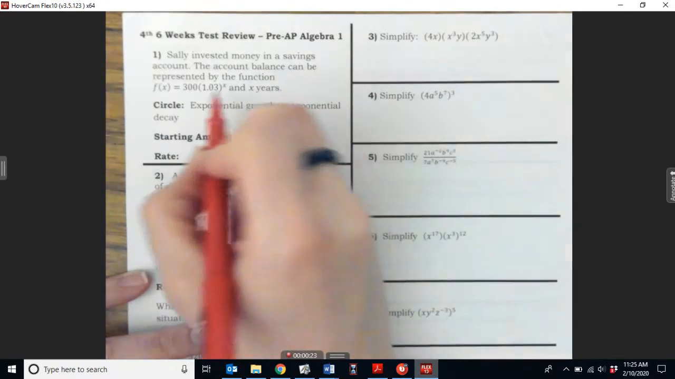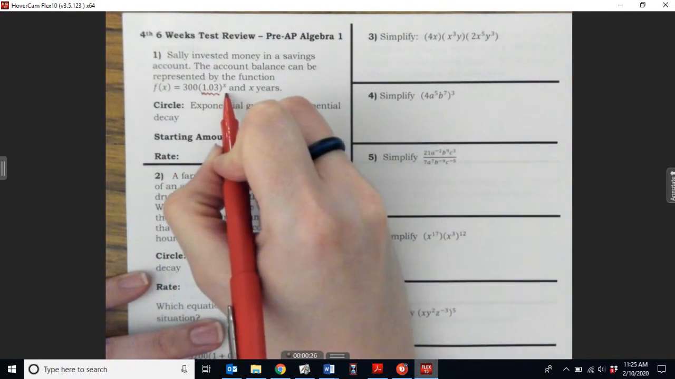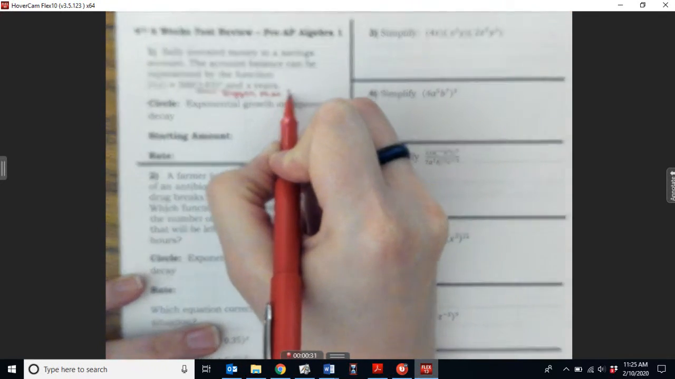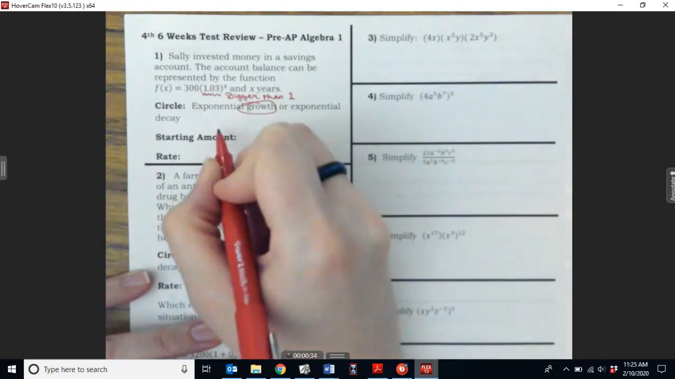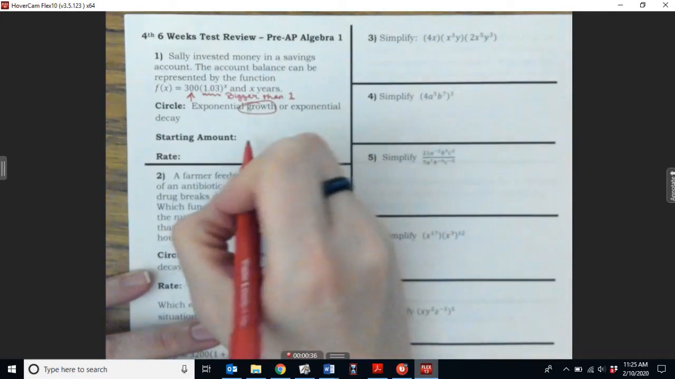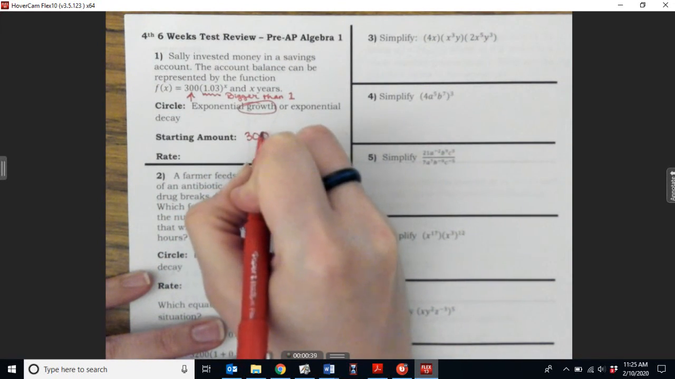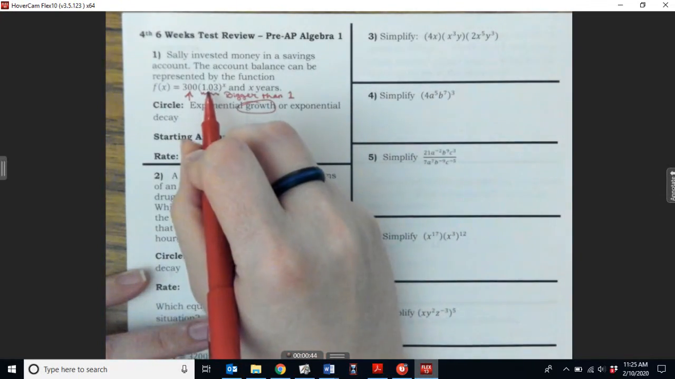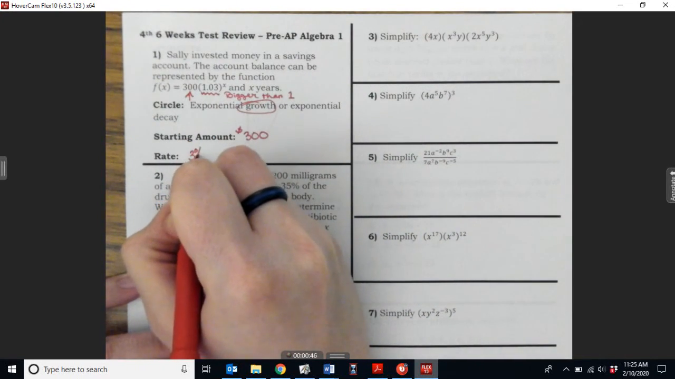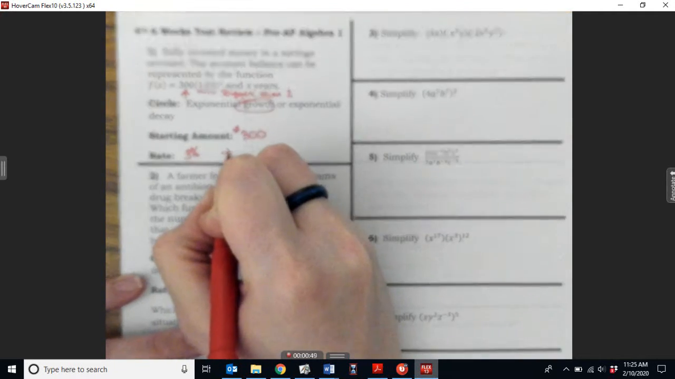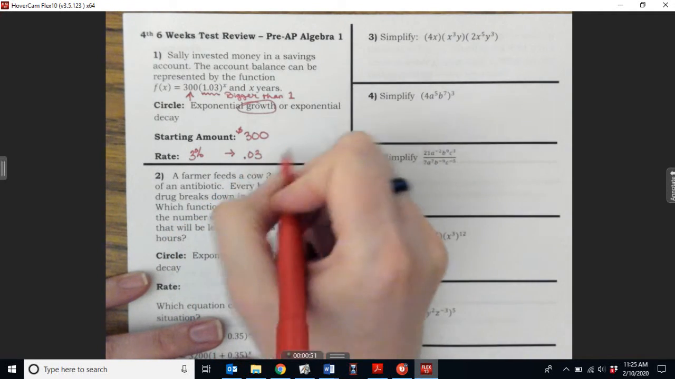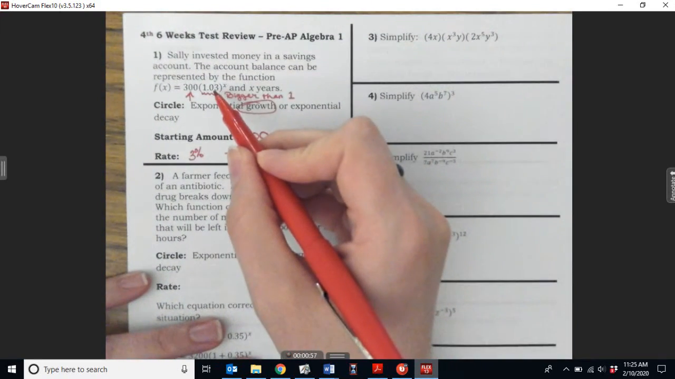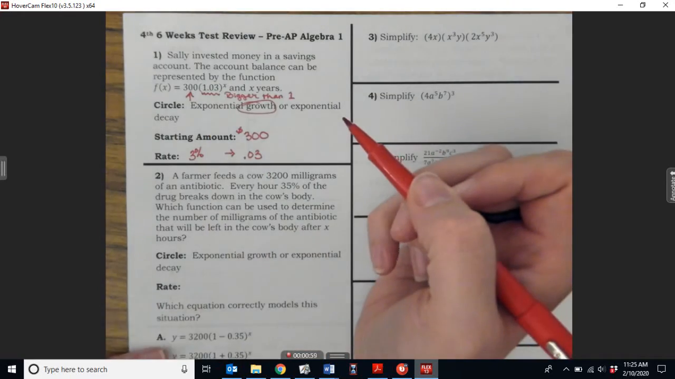So we're going to say first that this number right here is bigger than 1, which means it is exponential growth. The starting amount is always in front of the parentheses. So we're starting here with $300 in the savings account. And it's growing at a rate of 3%, which if we change that to a decimal, it's 0.03. And if we add it to 1, that's how you get 1.03. But really, you need to know that it's growth because it's bigger than 1, and we start with 300.